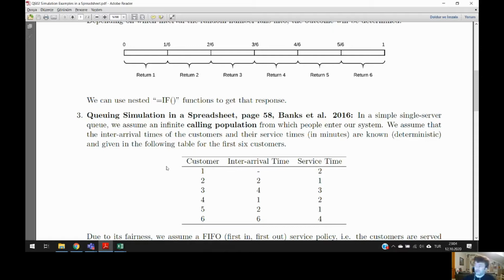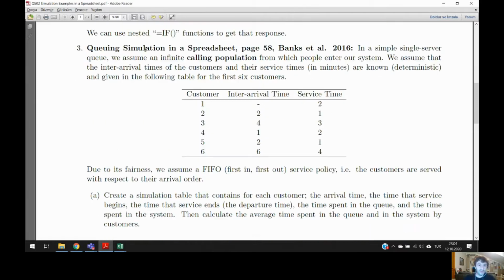So here in the third example, we are going to perform a queuing simulation in a spreadsheet. And this example is from your textbook. And let us read the question and understand this system and what we are going to do. It says, in a simple single server queue, we assume an infinite calling population from which people enter our system.